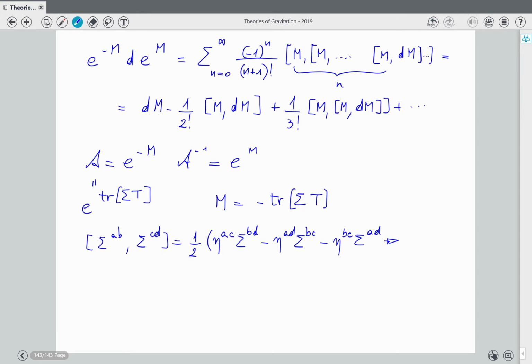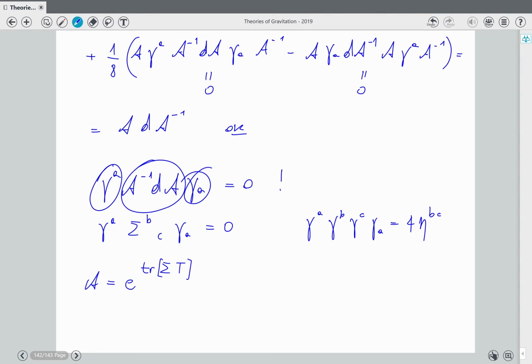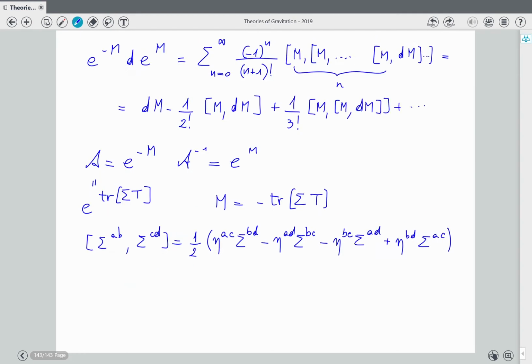This you can prove by means of the Dirac algebra of the gamma matrices. Basically it says that the commutator of 2 sigmas is a sigma. And so once a sigma has a gamma A to the left and gamma A to the right, it gives 0. Once the commutator of 2 sigmas, which arises here, has the same gamma A to the left and to the right, it gives 0, and so on and so forth. Why? How does it arise?